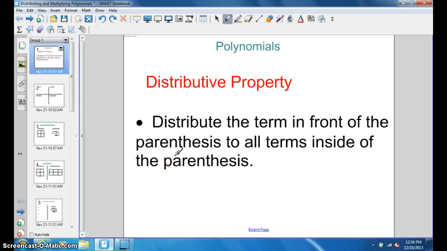Today we're going to talk about the distributive property and multiplying polynomials. So once again, a polynomial is many terms put together by adding or subtracting them. So when we distribute the term in front of the parenthesis, we distribute that term to all the terms inside of the parenthesis. So whenever there's a number in front of a parenthesis, you can take that number all the way through to every term inside the parenthesis.